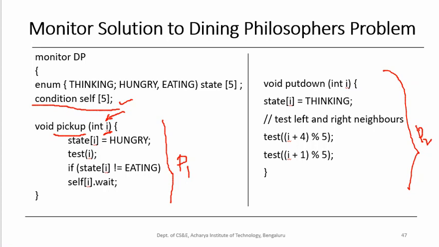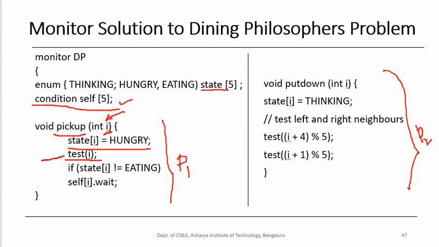So this state represents the state of the philosopher. The philosopher could be thinking, he could be eating, or he could be hungry. Of course, when he becomes hungry, he will start eating. So in the pickup, we are making state of I, the state of that philosopher, hungry. That is why he is trying to pick up the chopstick. Then I execute a procedure test. I will explain that later.